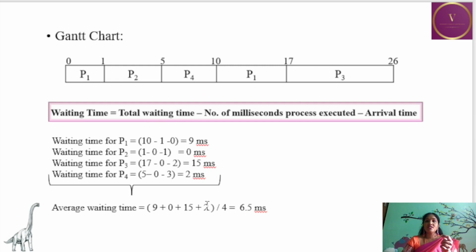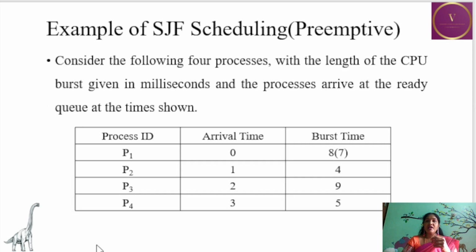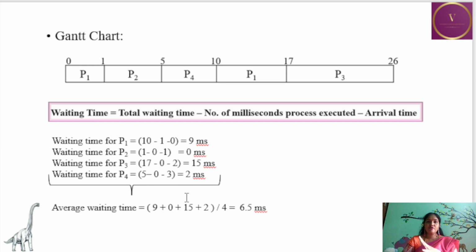Whereas for process P4, the total waiting time is 5 minus the number of milliseconds the process executed. It didn't get executed earlier, so 0, minus arrival time. P4 is arriving at the third millisecond, so we have to subtract 3. So 5 minus 3 is 2 milliseconds. Thus the waiting time for process P4 is 2 milliseconds.